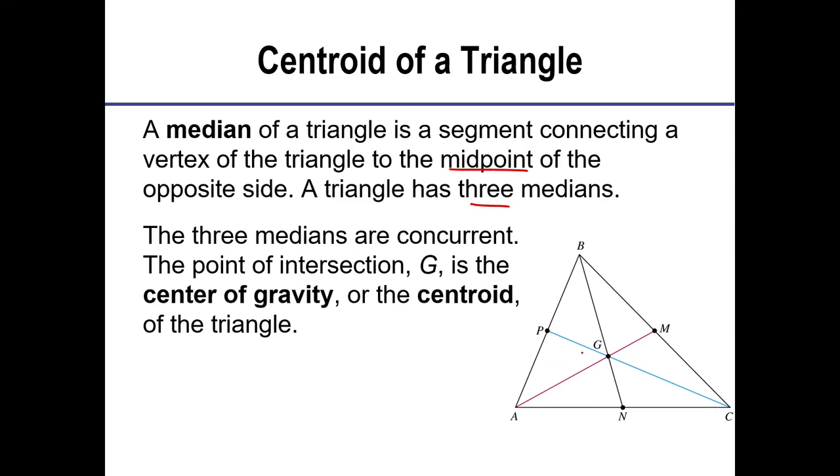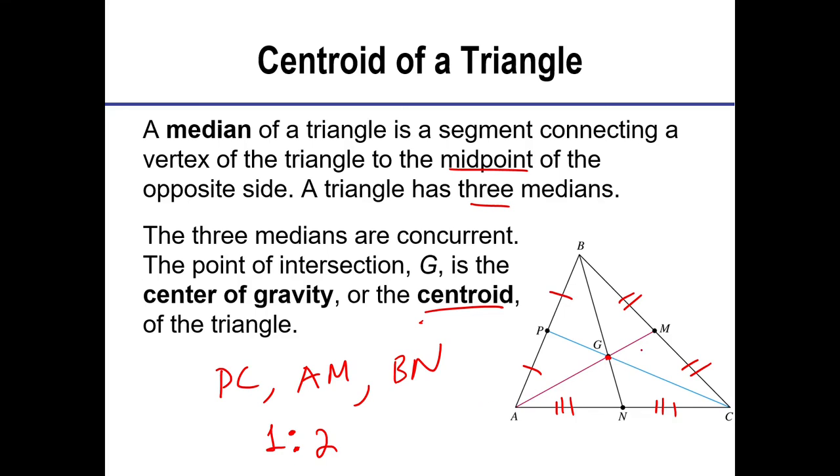Notice we have three medians. The first median is PC, and that bisects the segment AB. The second median is AM, and that bisects the segment BC. The third median is BN, and that bisects the segment AC. They meet at a single point, the point G, and that is known as the centroid or the center of gravity. The centroid also divides the medians into a ratio of 1 to 2.